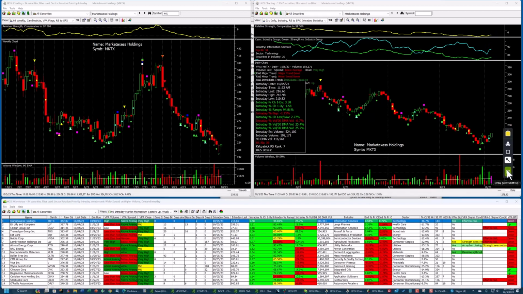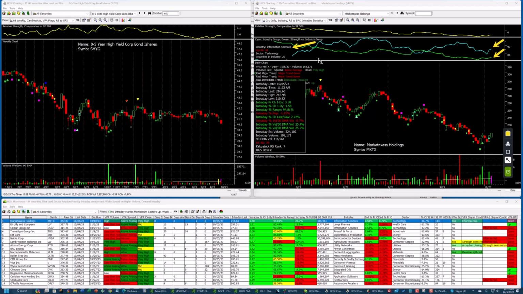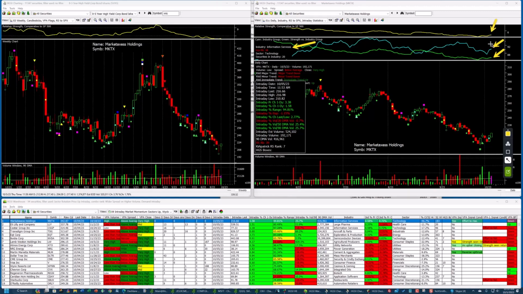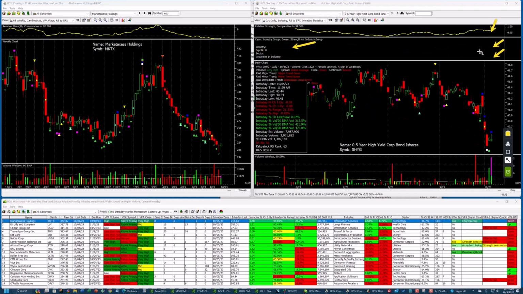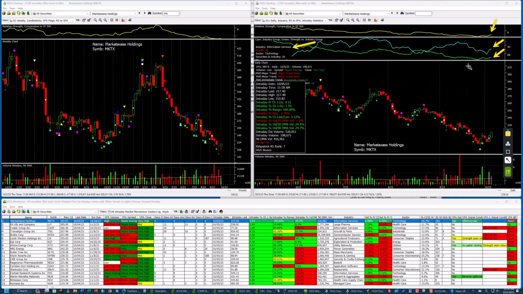Looking at this, now I'm going to bring up the drawing tools. This represents the group, and the green is the strength versus the group. So it's going up slightly, so it's outperforming its industry group, and this industry is information services. It's also outperforming the S&P slightly today because that turned up. Now notice everything just recalculated because I'm letting this update.